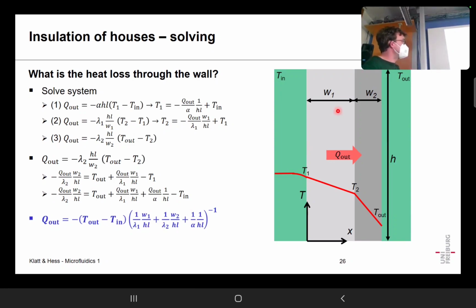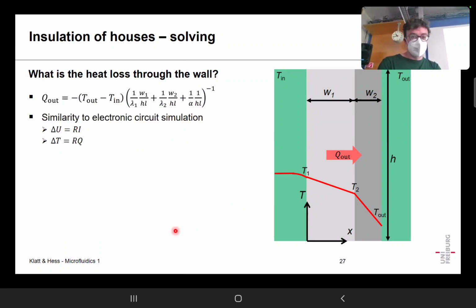And what we have now, by adding these two layers, you can see that it's very similar for the second layer. So the form is completely equal, except that you have other values for the width and other values for the heat conduction coefficient. And the third thing that we see here is the effect of the convection. So here's the heat transfer coefficient. And also what is important is the height and the length of the wall.